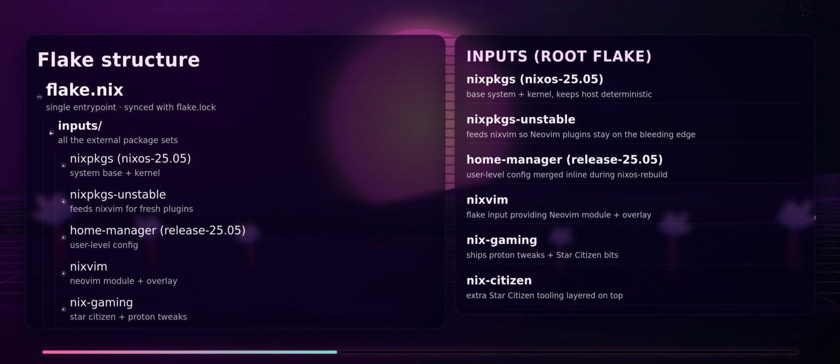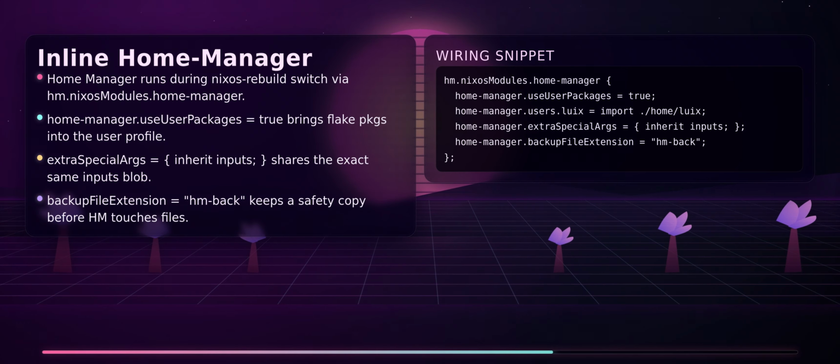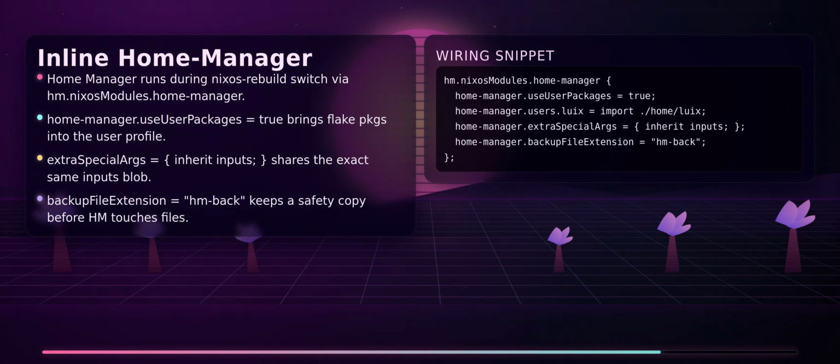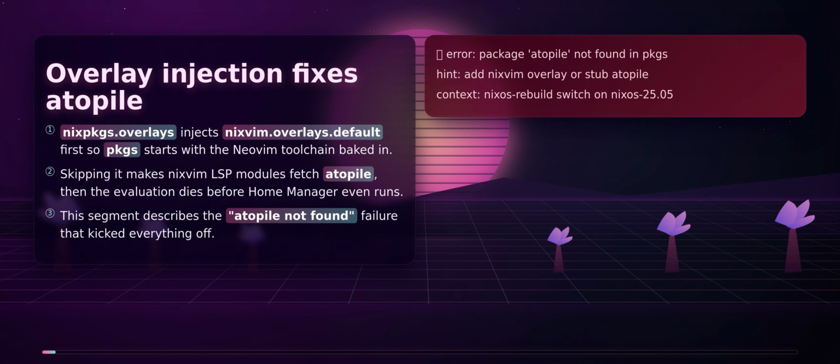The flake output declares one host. It wires NixOS to include configuration.nix, then layers the Home Manager modules. As you can see on the right, we have the use global packages option, the user path for Home Manager, extra special arguments, and the backup file extension. So Home Manager is evaluated inline during nixos-rebuild using the same inputs that NixOS gets. Then we have the system-level configuration.